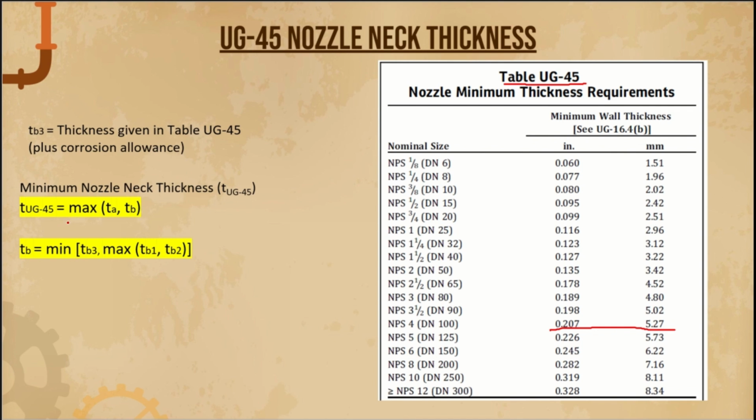Minimum nozzle thickness as per UG-45 for the other type of nozzle is maximum of TA and TB. I hope now you understand how to calculate nozzle neck thickness for inspection nozzles and other type of nozzles. In the next lecture, we will see one example problem.